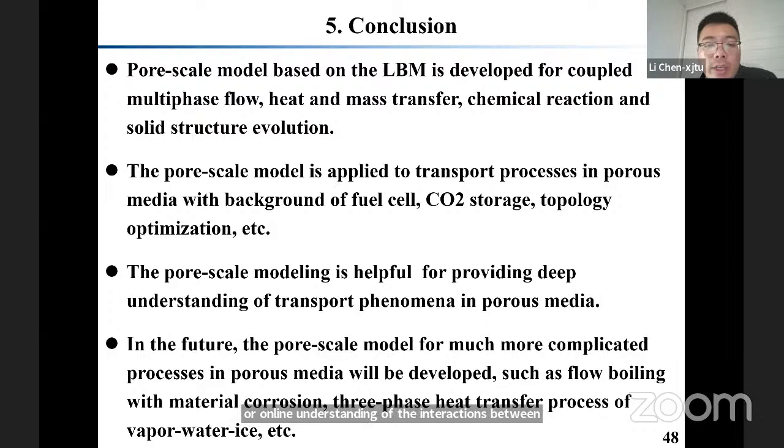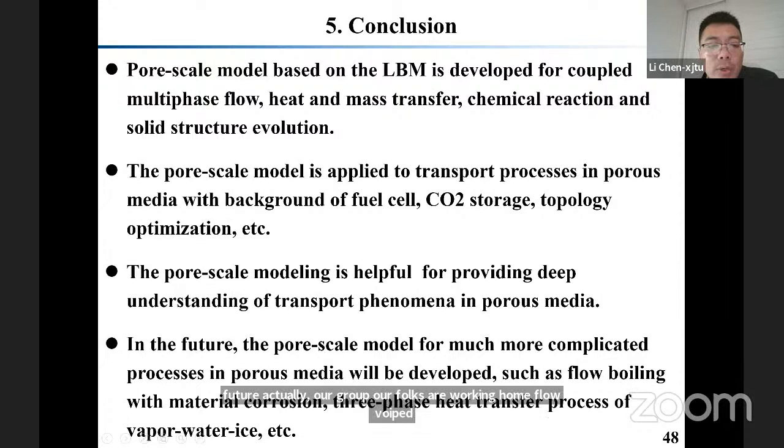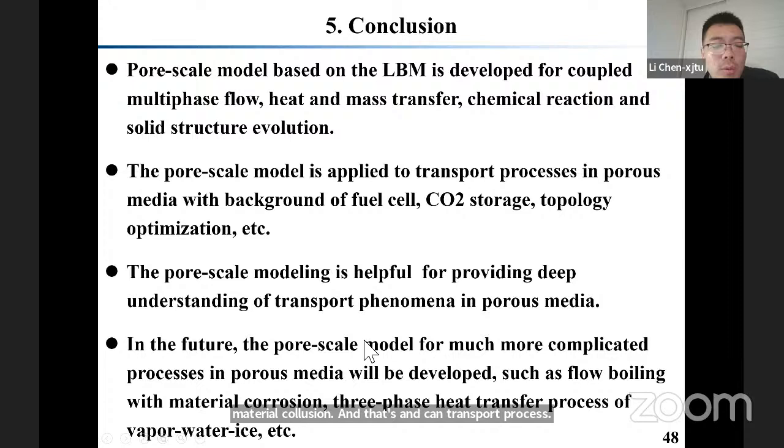And in the future, our group is working on flow boiling with material corrosion and a three-phase heat transport process, for example, the vapor, water, ice processes. We are trying to develop pore-scale models for such much more complicated structures, okay?